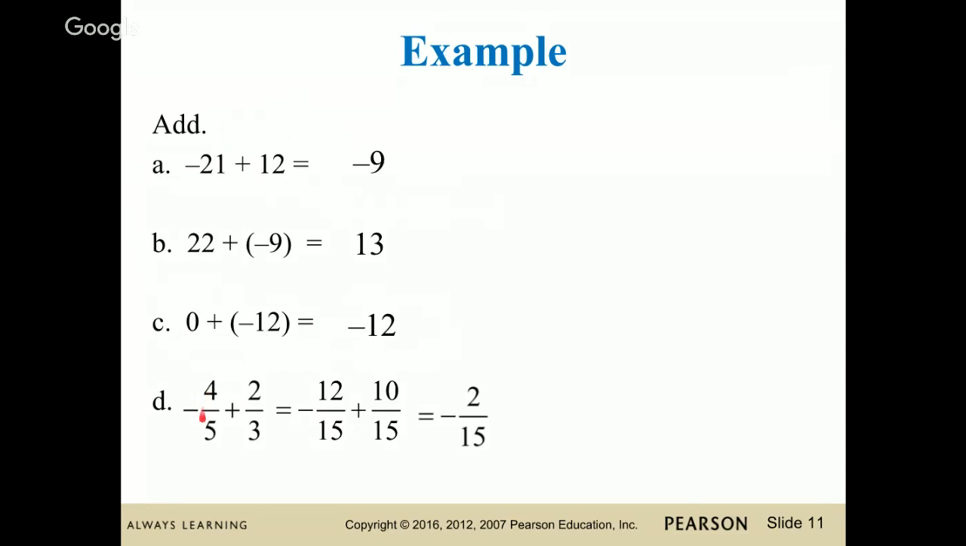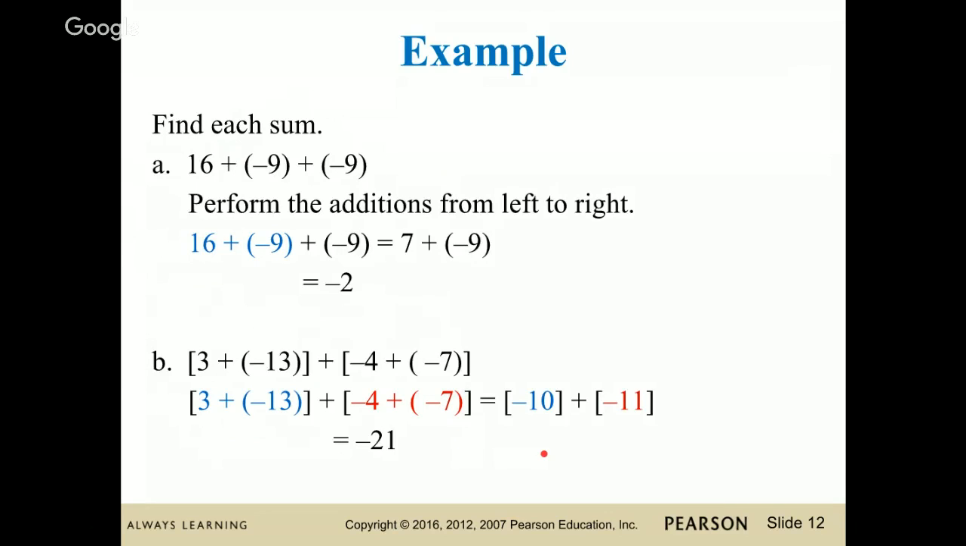Fractions, you need a common denominator, so they multiply the right by 5 and the left by 3 to get a common denominator of 15. 3 times 4 is 12, 2 times 5 is 10. -12, 12 is bigger, plus 10 is going to be a -2 over 15.